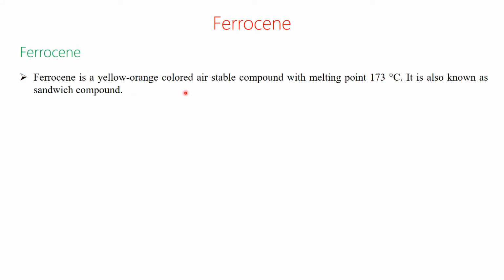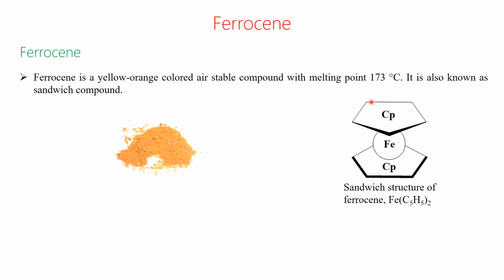So let's start with ferrocene. Ferrocene is the first sandwich complex, which contains iron as the transition metal ion. Ferrocene is a yellow-orange colored, air-stable compound with a melting point of 173 degrees centigrade. It is a yellow-orange solid compound, and this is the sandwich structure of ferrocene. It looks like a sandwich.